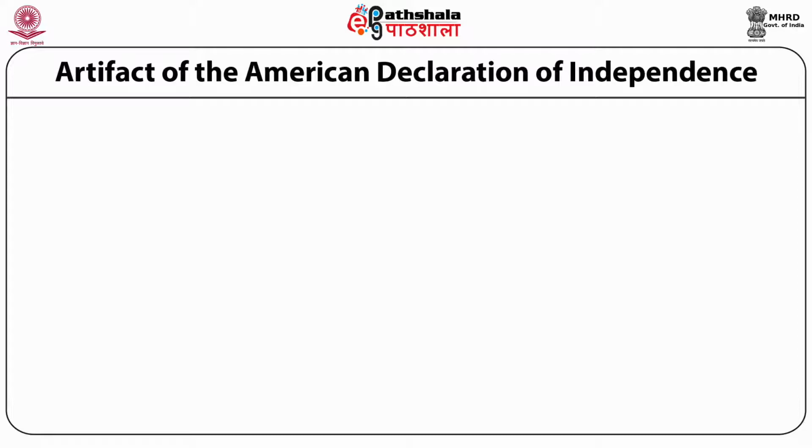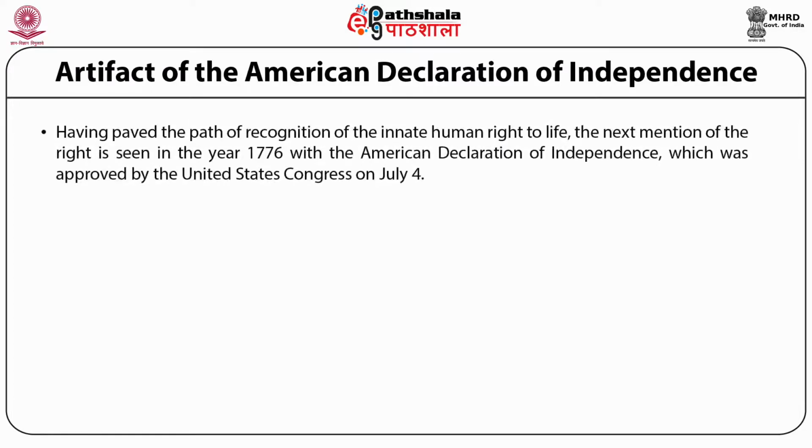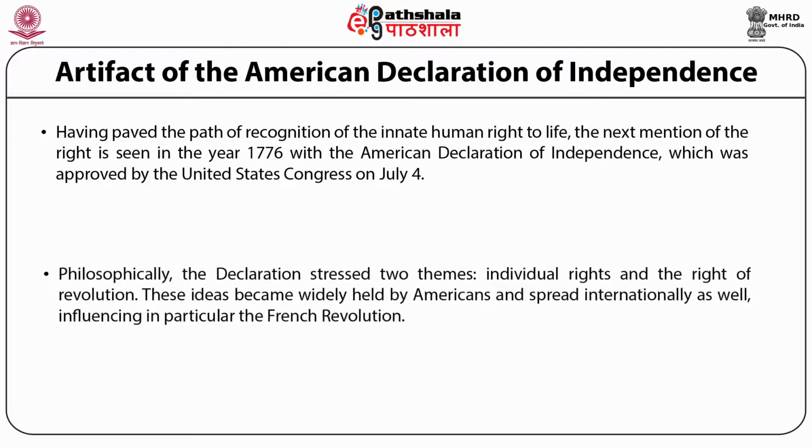Following the Magna Carta, the next landmark moment in human history concerning the right to life was the passing of the American Declaration of Independence. The American Declaration of Independence was approved by the US Congress on the 4th of July. Philosophically, it stressed two primary themes. The first, individual rights, and the second being the right of revolution.